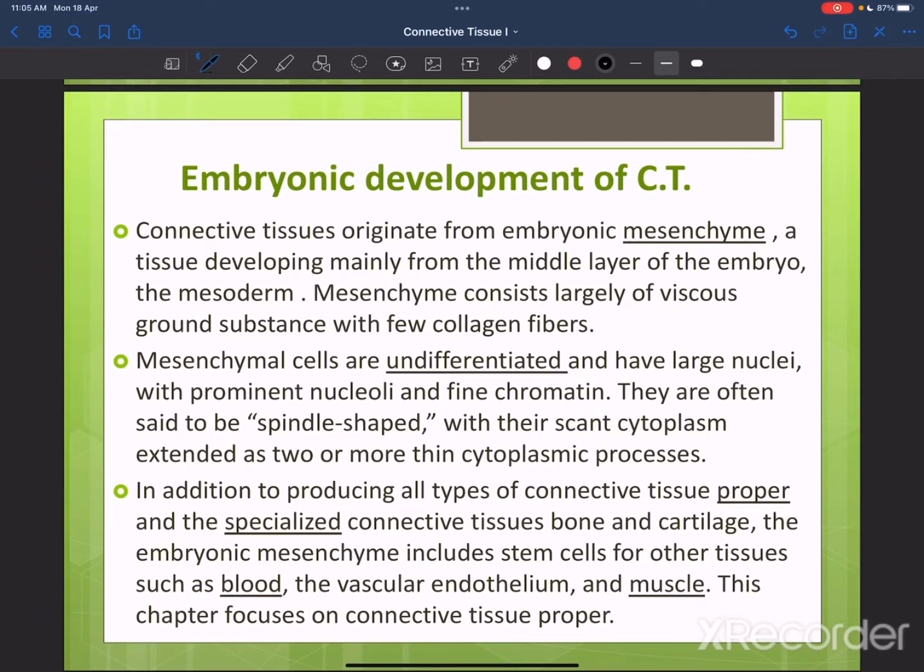So in addition to producing all types of connective tissue, proper and specialized connective tissue, which is the bone and the cartilage, the embryonic mesenchyme includes stem cells for other tissues such as blood, okay? And the vascular endothelium plus the muscle. Our lecture today focuses on the connective tissue proper. We have a classification of general connective tissue. One part is the connective tissue proper, as we will show you in the classification table.